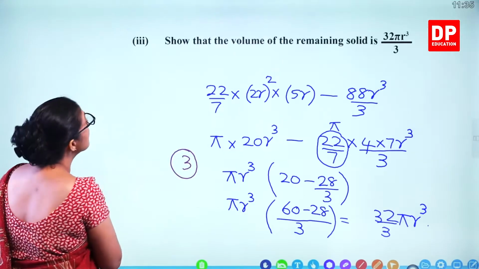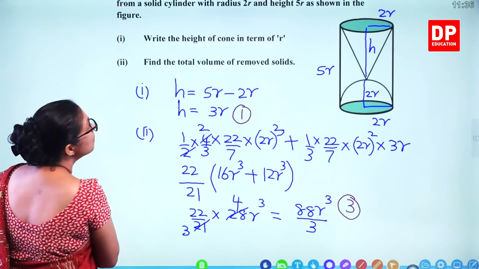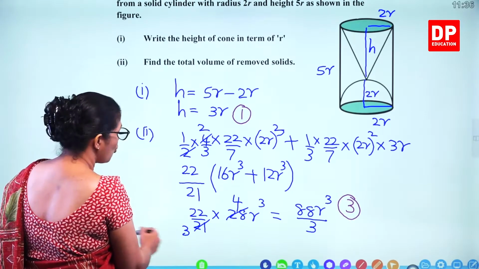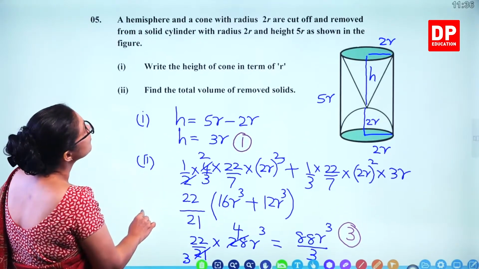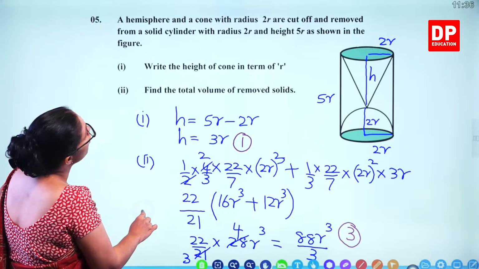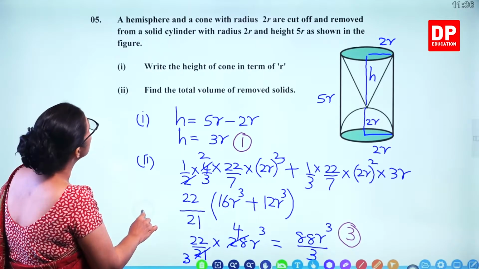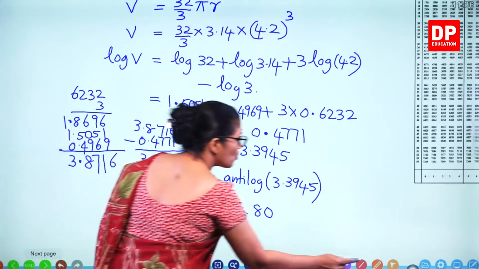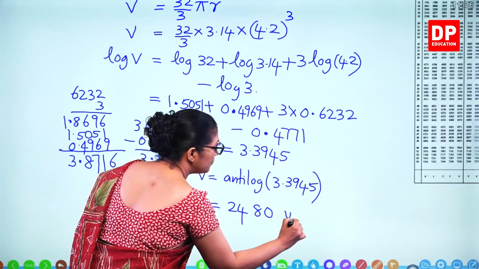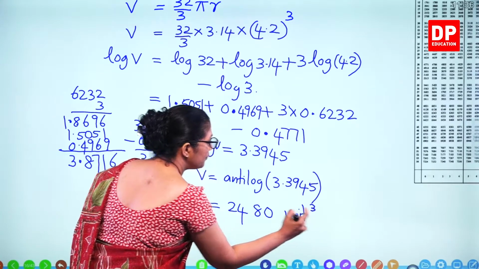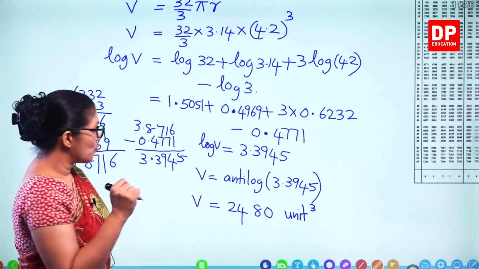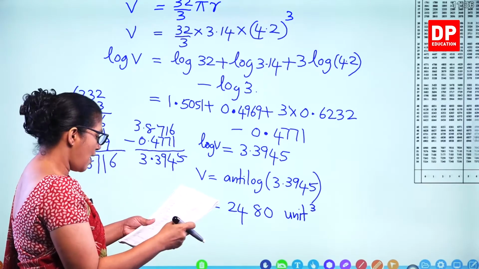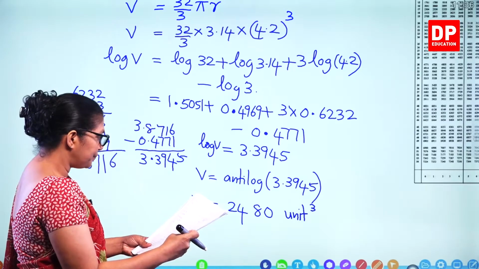So what's the unit? It's not given there. Just check the question. It's not given, so we can just write down units. So unit cube, because this is about volume. So 2480 cubic units. So let's see how many marks you are getting for this.